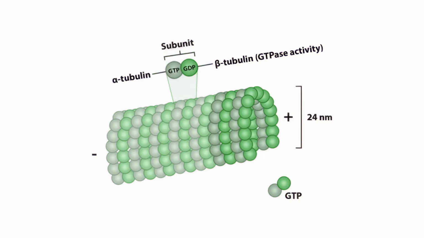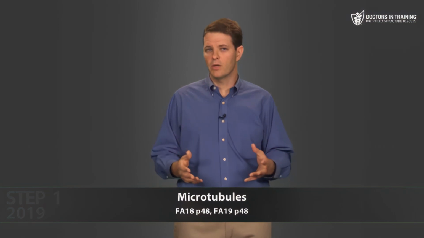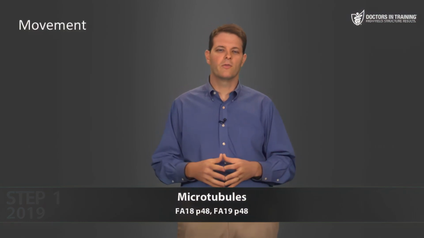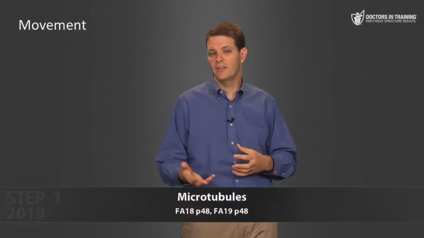And the way the alpha and beta subunits are arranged, they form a spiral or a helix that runs the length of the microtubule. Now in terms of function, I want you to think movement. Microtubules are involved with movement, a couple of different kinds of movement.